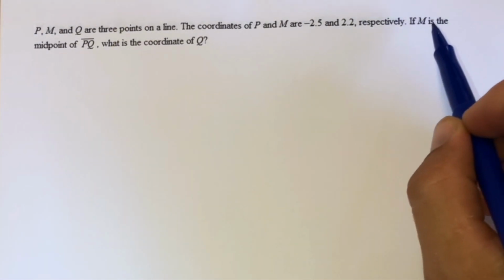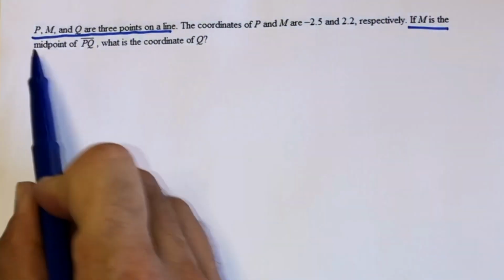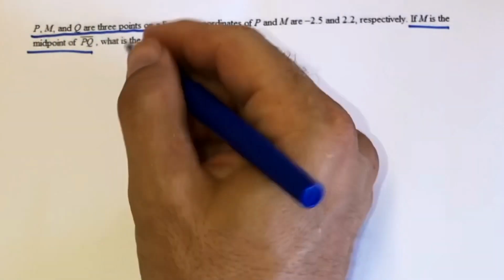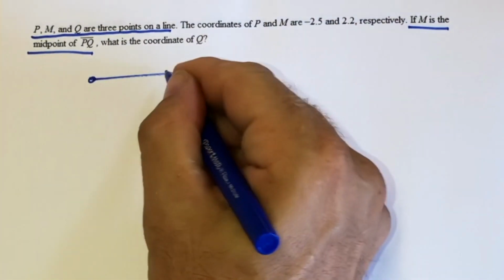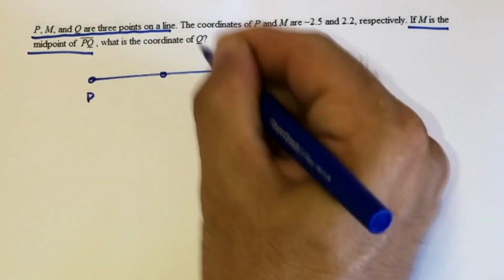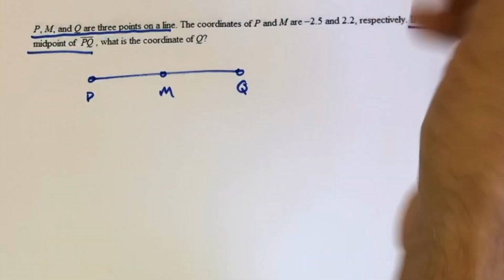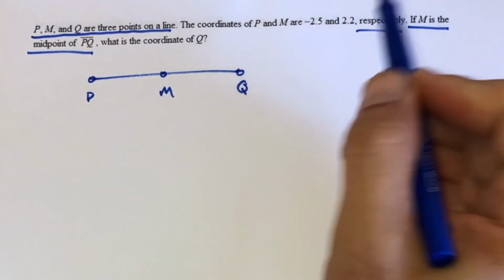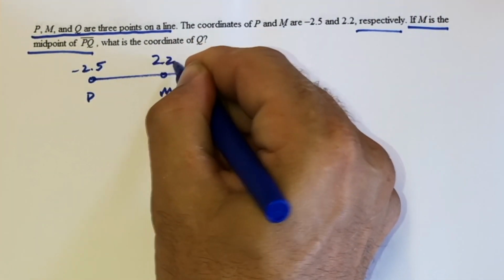I like this because it doesn't give you a diagram, and in this case, these 3 points on the line, with M being a midpoint, is something like I've said in geometry where you're going to want to draw and get a visual of that. P, M, and Q. And when they say respectively and they're saying P and M, they're basically saying in order. So negative 2.5 and 2.2 here.